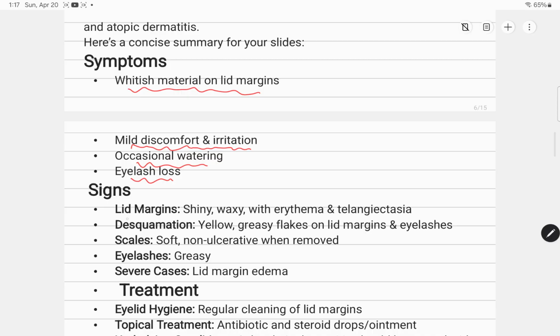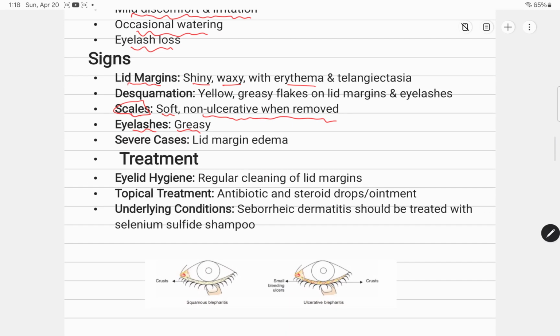Its signs are lid margins become shiny, waxy, with erythema, and there are also soft, non-ulcerative scales that can be removed. In ulcerative, when you try to remove these scales, bleeding occurs, but in squamous, bleeding does not occur if you try to remove these scales. Eyelashes are also greasy. Its treatment, as we have discussed earlier, is eyelid hygiene and topical treatment, or treating the underlying condition, like seborrheic dermatitis.